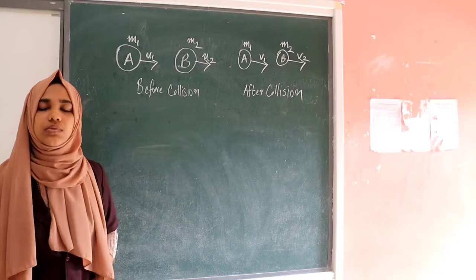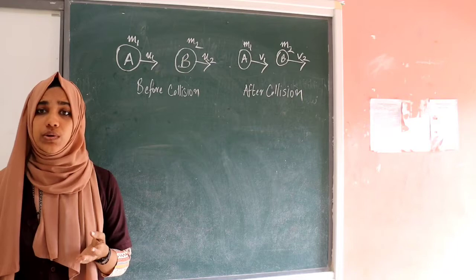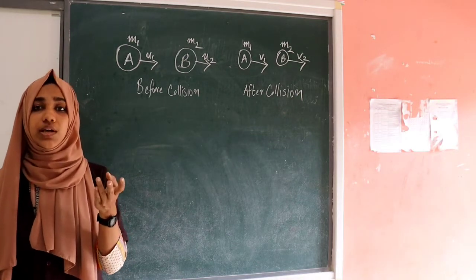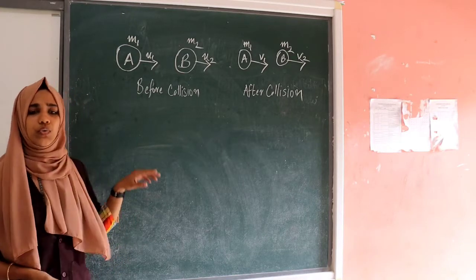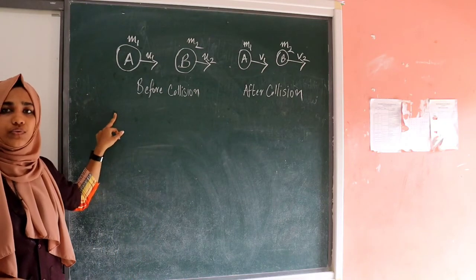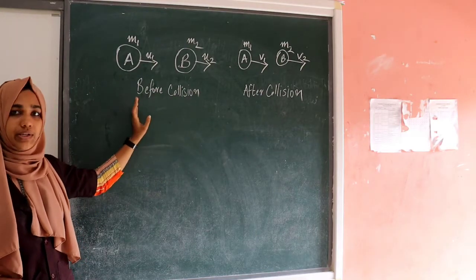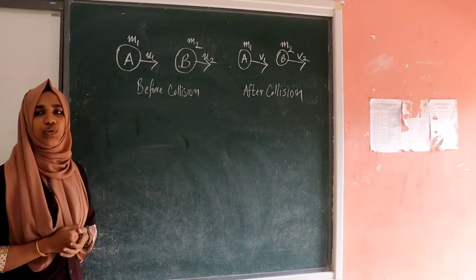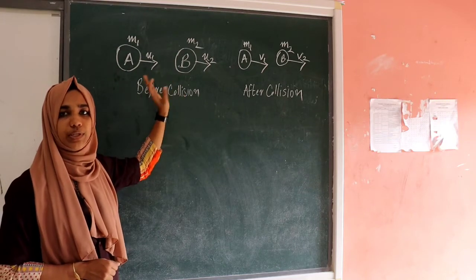Then, we have already studied about momentum. How can you find momentum? Momentum is equal to mass into velocity. The product of mass and velocity is known as momentum. Is it clear? That we studied in the last class. Now we are going to find the momentum of both A and B separately. First we find the momentum of A, and then the momentum of B.